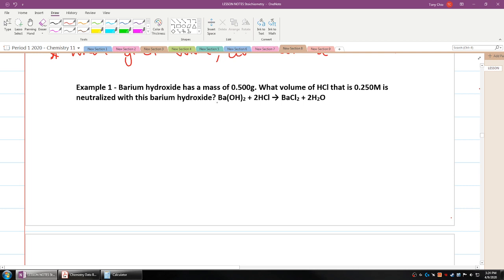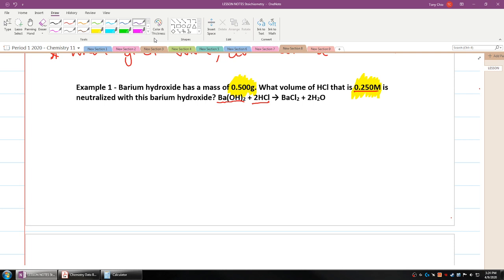Barium hydroxide, Ba(OH)2, has a mass of 0.5000 grams. What volume of HCl, that is 0.250 molarity, is going to be needed to neutralize this barium hydroxide? So we're going to use our stoichiometric ratio, our mole ratio, to help us solve. Currently, we're given two values: the mass of barium hydroxide, and the volume of HCl. So what do we need to do?